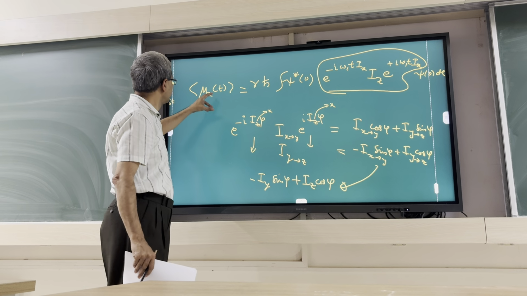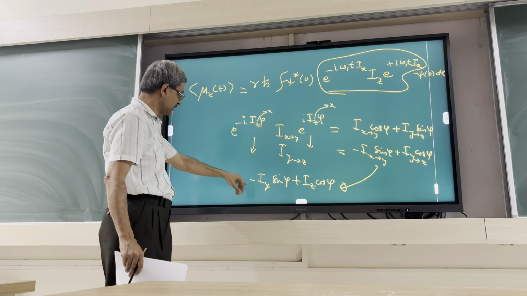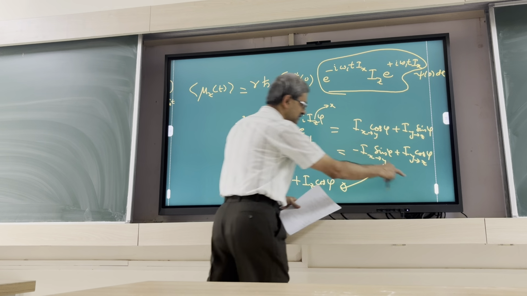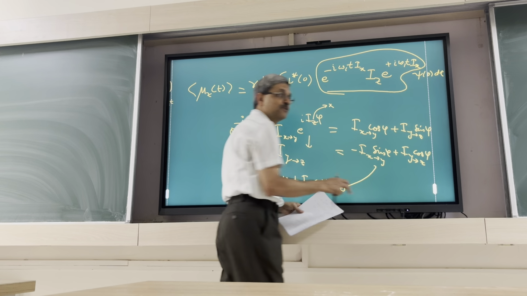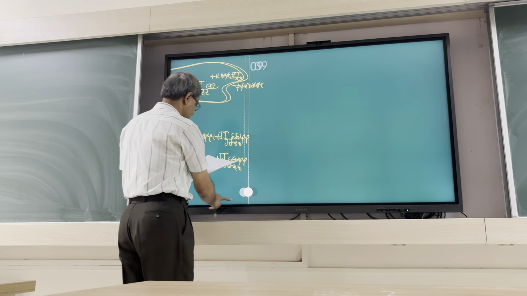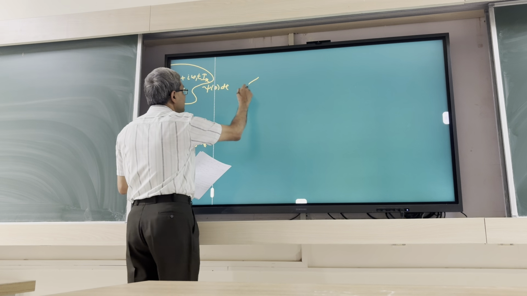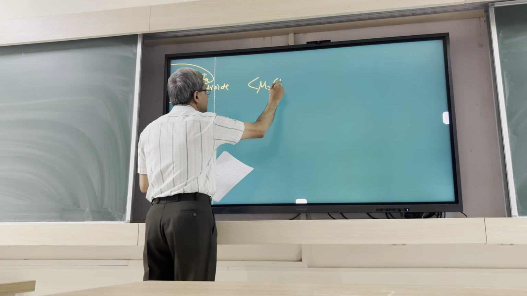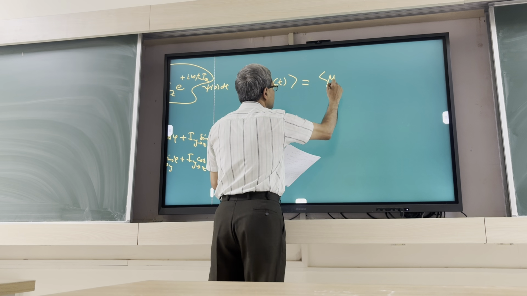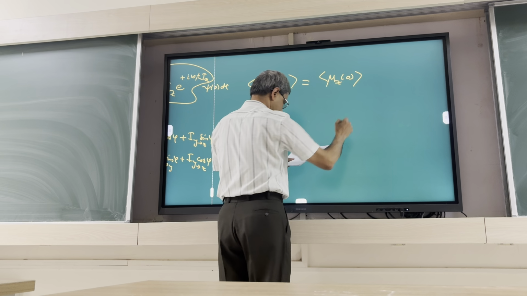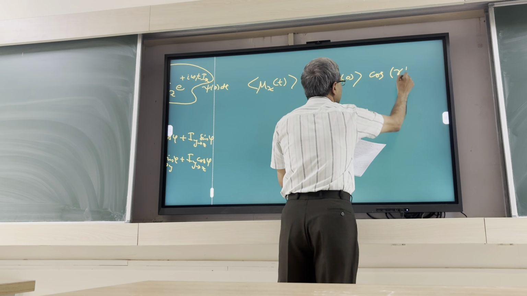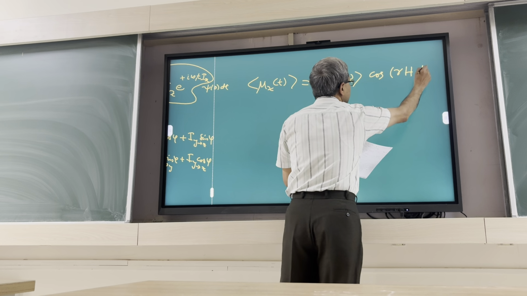So then you calculate expectation value. You have to calculate expectation value of the y component and expectation value of the z component. So the y component and x component expectation value is 0. And what you get finally is mu z of t equals mu z0 cos gamma omega 1 or gamma h1.